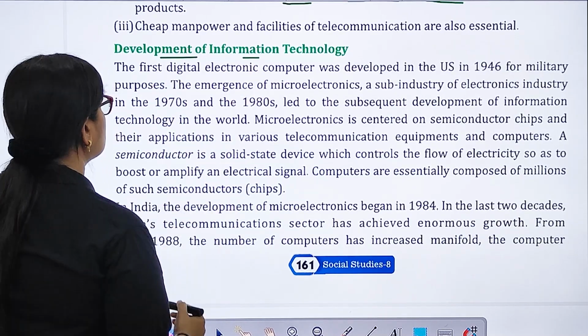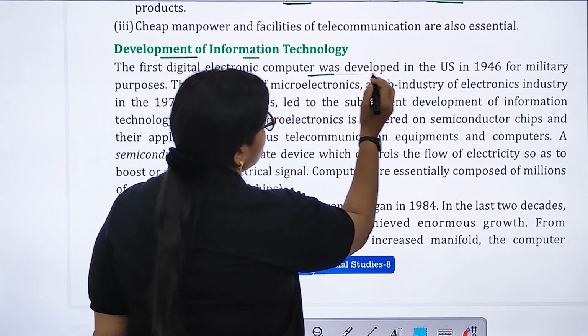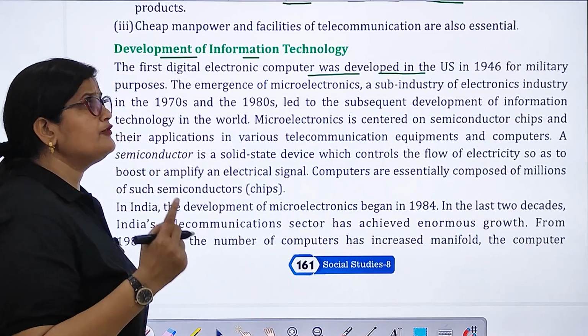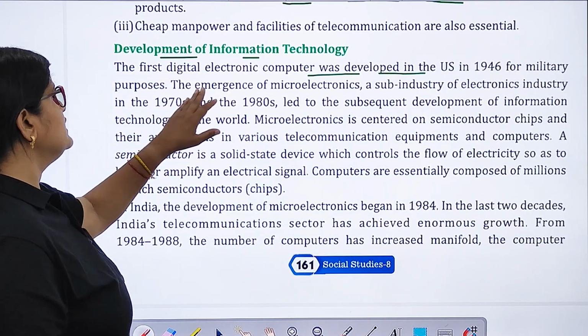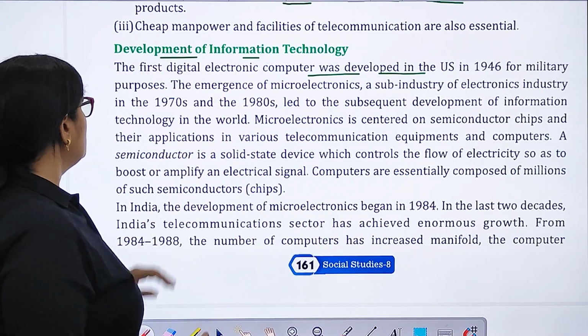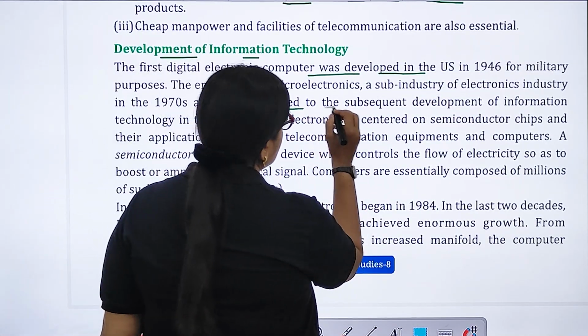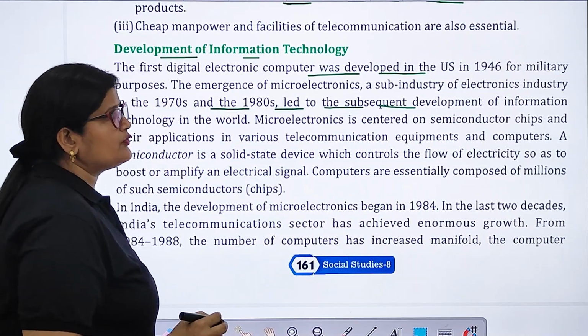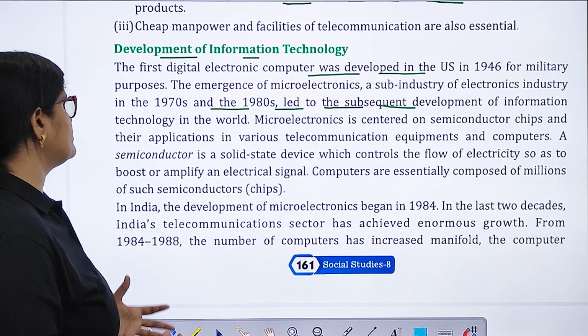Development of information technology. The first digital electronic computer was developed in the US in 1946 for military purposes. The emergence of microelectronics, a sub-industry of the electronic industry, in the 1970s and the 1980s led to the subsequent development of information technology in the world.